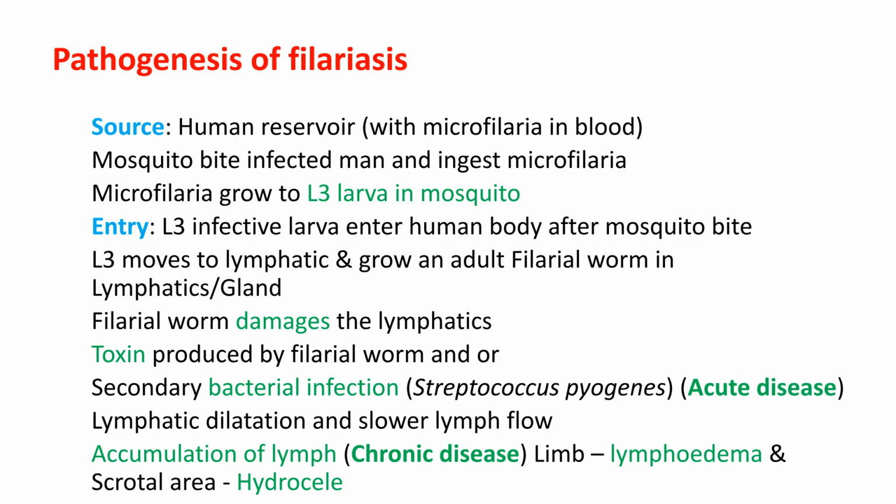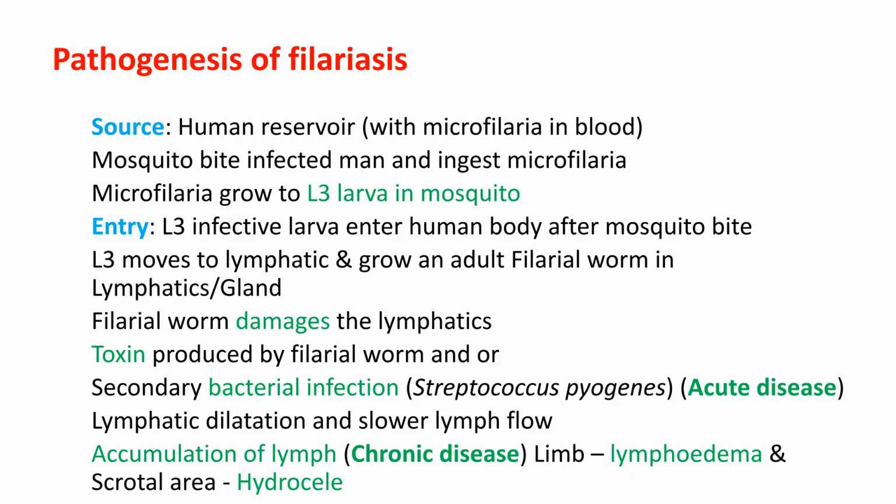Here's where the damage begins. The adult filarial worms physically damage the lymphatic vessels. Additionally, they produce toxins that cause inflammation. Often there's secondary bacterial infection, particularly with Streptococcus pyogenes, which causes acute disease manifestations. This damage leads to lymphatic dilatation and slower lymph flow. Over time, with chronic disease, lymph accumulates in tissues.